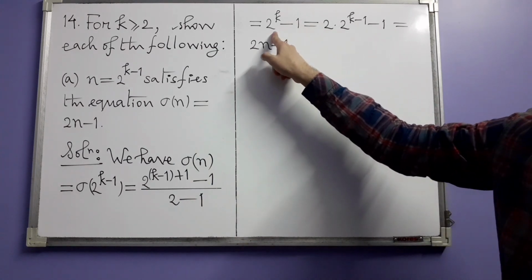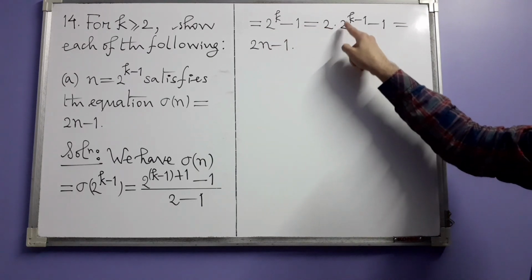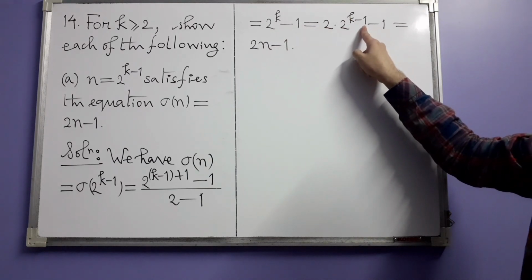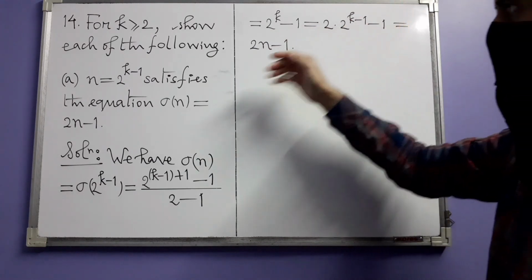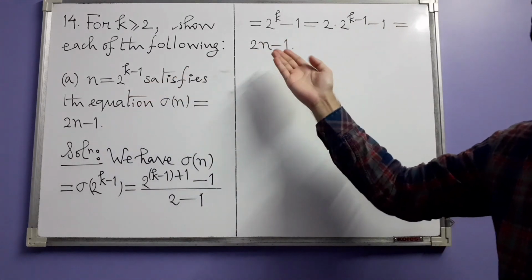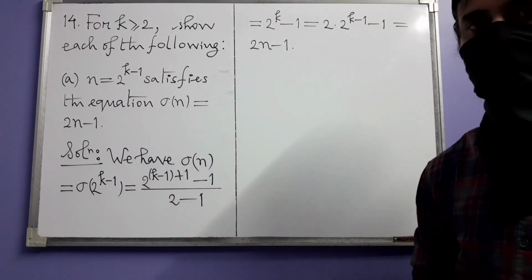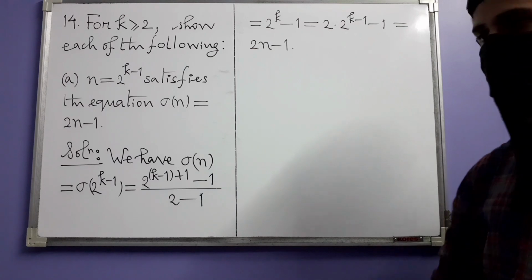Now you can write this 2 to the power k as 2 times 2 to the power k minus 1. This, however, is just your n. So that's how you get 2n minus 1. So that is part A. Now next let us see part B.